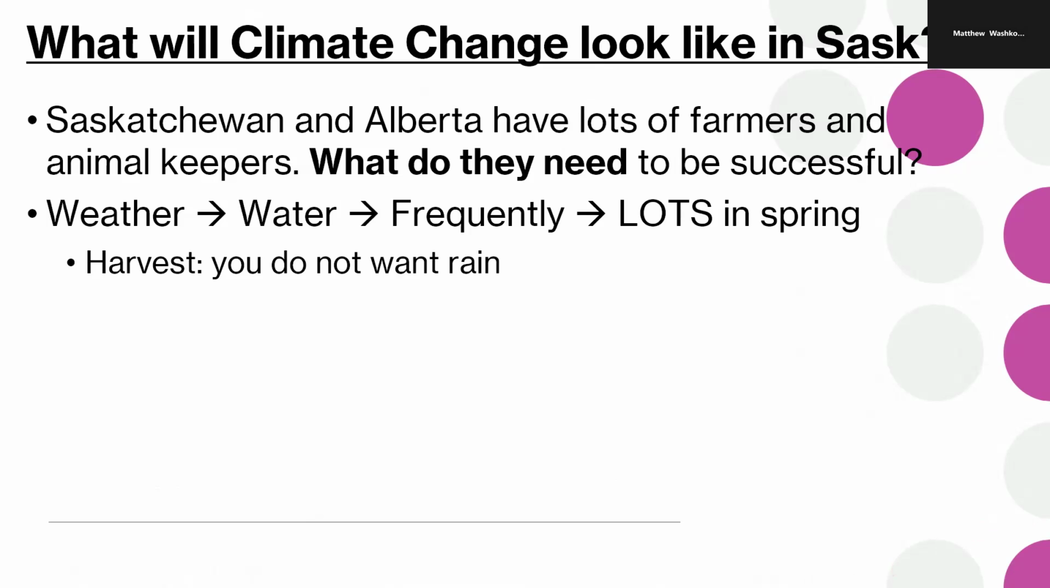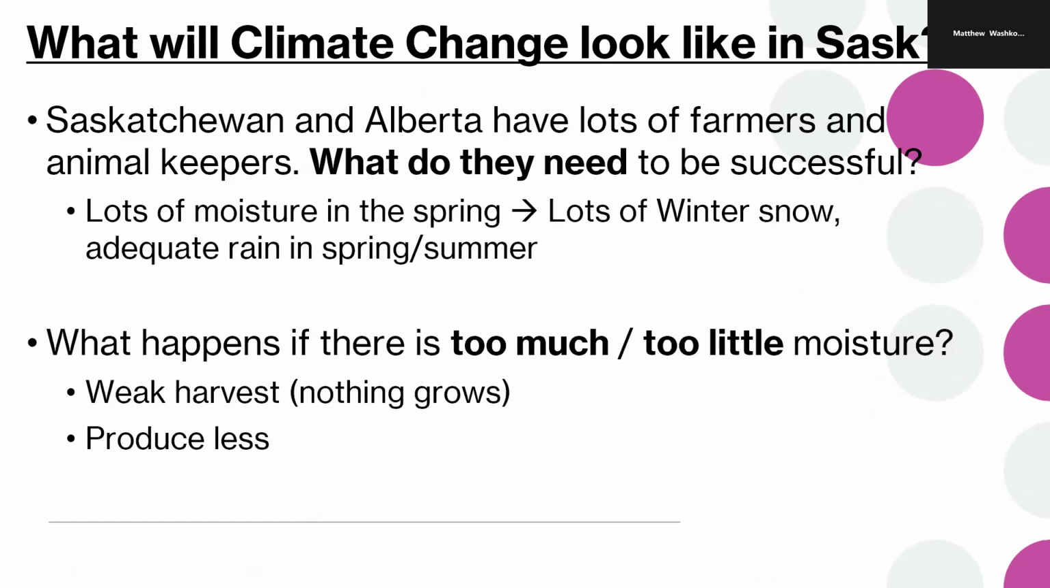You don't want rain while you harvest. You look outside right now, lots of snow is gone in some places in Saskatchewan. You don't want that in February, the start of February. That's not good for farmers. So what happens if there's too much or too little moisture? Things die. Stuff doesn't grow, or there's just not enough produce. Again, less food, less quality of food, more unsustainable and riskier crops.